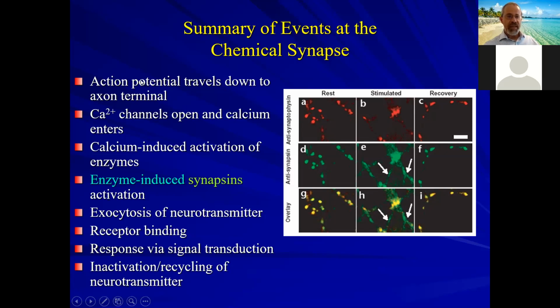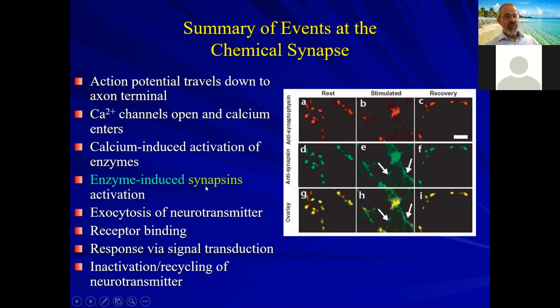So let's first take a look at the steps involved. Action potential travels down to the axon terminal. Calcium channels open, calcium comes in. Calcium activates these enzymes, as I mentioned before, calmodulin kinase 2 and PKA.